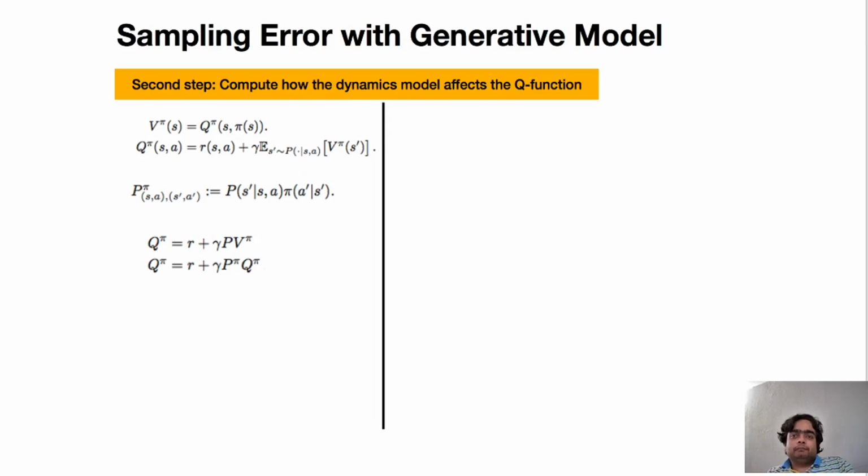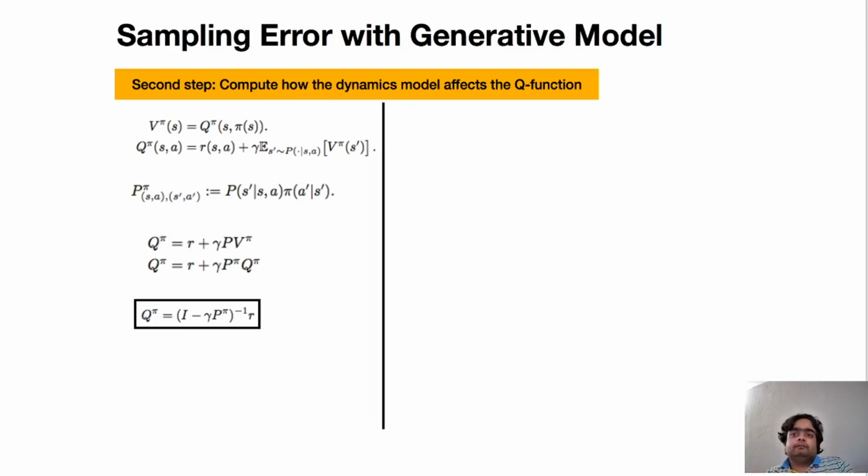So with this Bellman equation, with this consistency equation in vector and matrix form, what you can do now is take the gamma P pi Q pi term to the left, subtract it out there, you'll get I minus gamma P pi, and multiply by the inverse of this matrix to obtain an expression for Q pi, which you see on the slide. So Q pi is equal to I minus gamma P pi inverse times R.